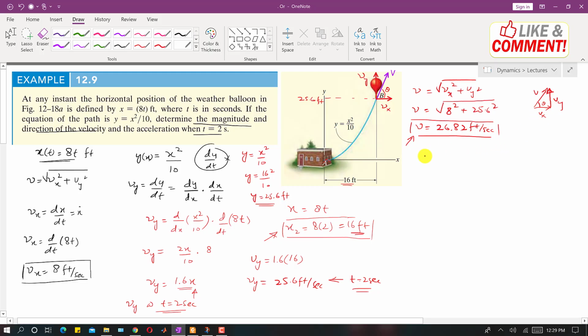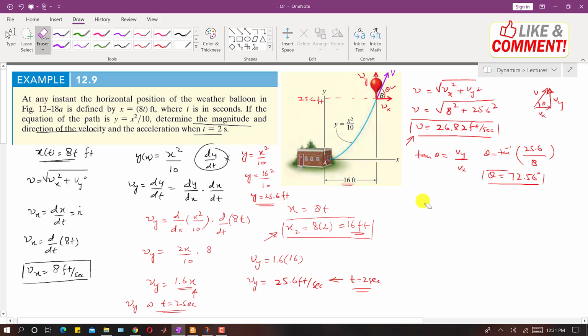So if we want to find theta, we will apply tan theta. So tan theta will be equal to Vy divided by Vx, and theta will be equal to tan inverse of Vy, which is 25.6, divided by Vx, which is 8. So this will give us theta. This comes out to be 72.56 degrees with the horizontal, right? So this is the direction of the velocity, and it is making 72.56 degrees with the horizontal.